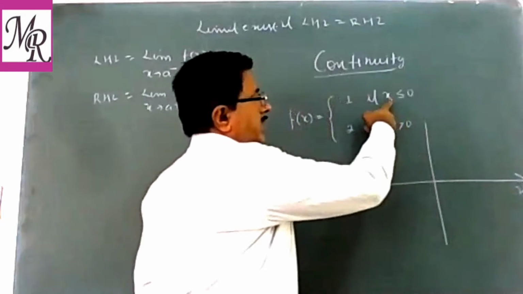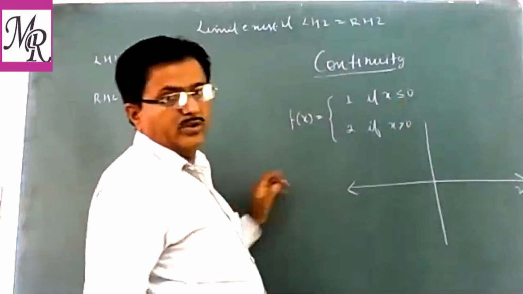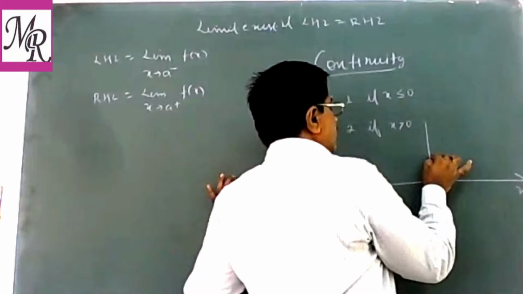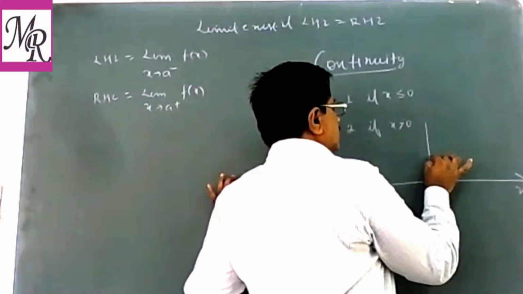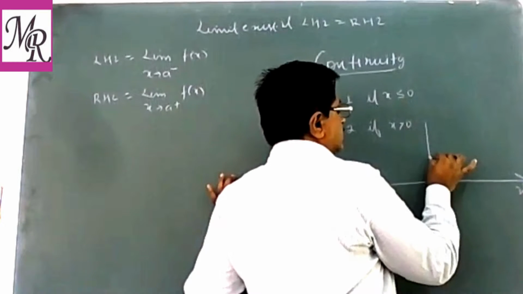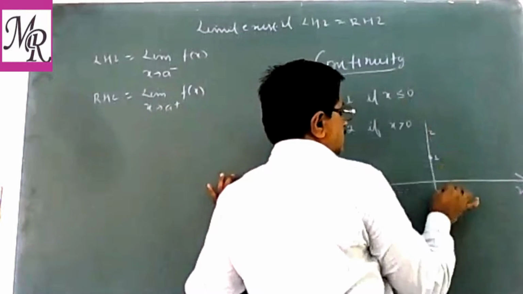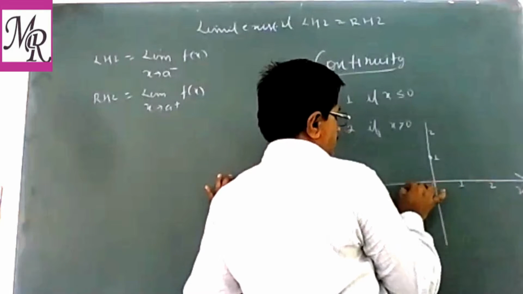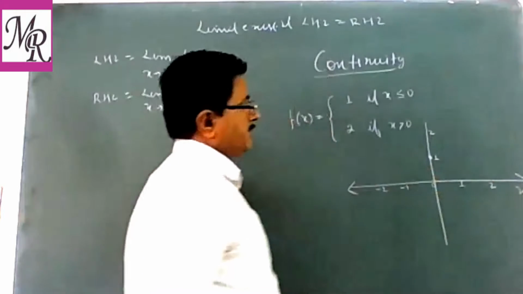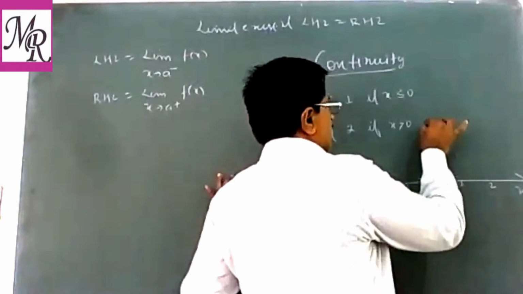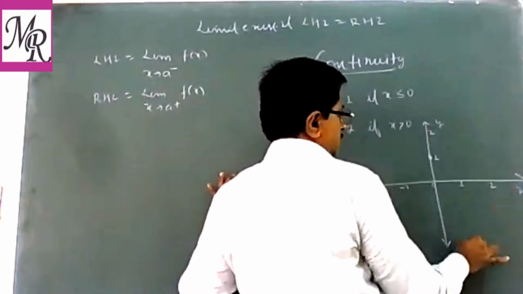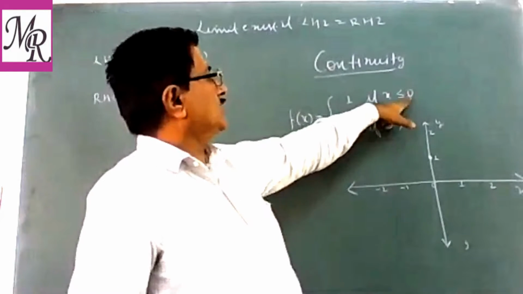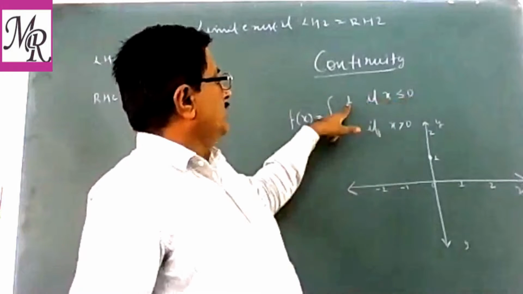you can see when x equal to 0, then y is also 1. If you are taking x is 0, then y is 1. So this is 1, this is 2, here also 1, 2. Right. So when x equal to 0, y is 1.